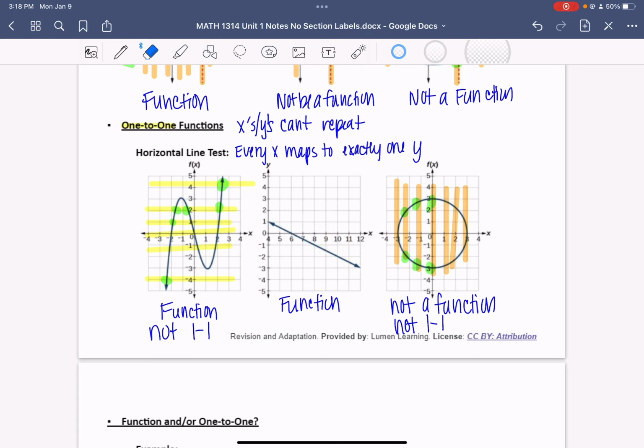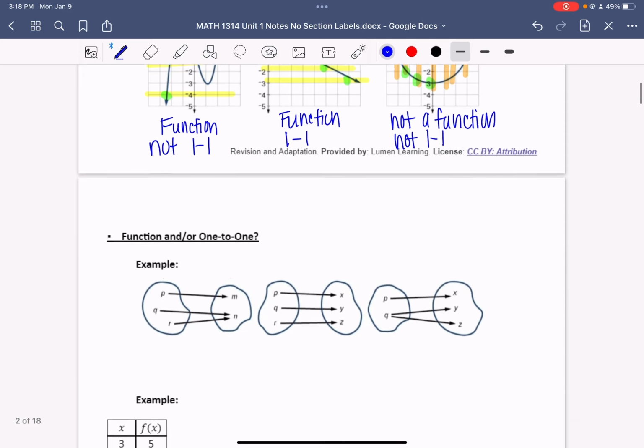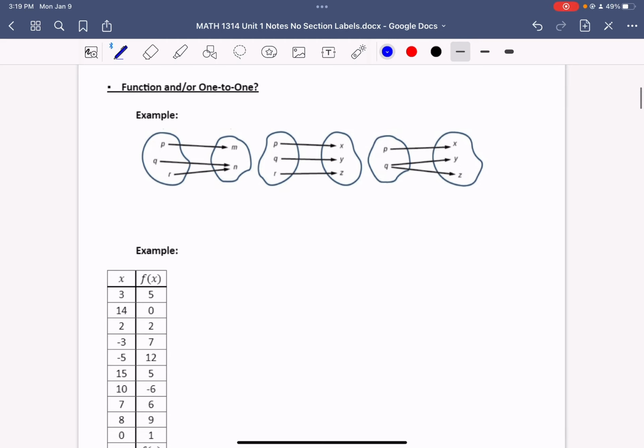Looking at this middle one here, again, I'm just going to erase my vertical lines. You can see if I were to draw a vertical line anywhere on this graph, it's crossing it only once. So out of all three of these, this is the only one that's one-to-one, that's going to pass that vertical line test, but also the horizontal line test. So we've looked at ordered pairs. We've looked at graphs. Let's look at another area. These two areas we're going to look at, we've got the first diagram with arrows, and then we've got the table. Still looking for, is it a function or is it one-to-one?